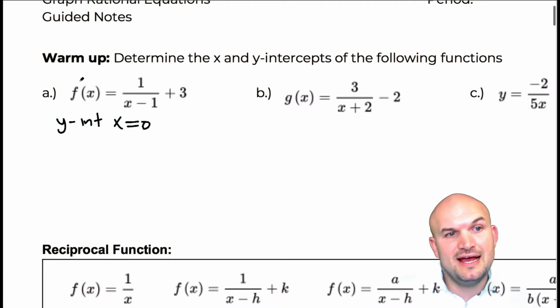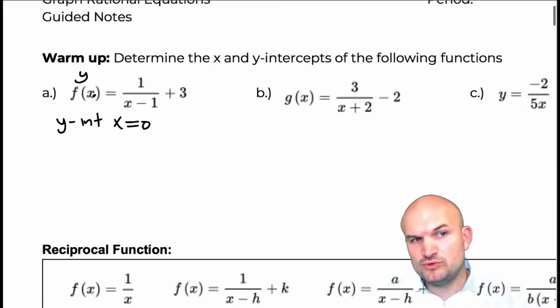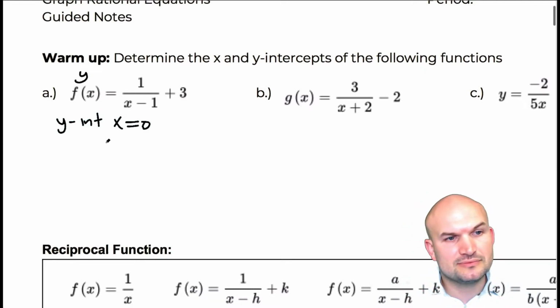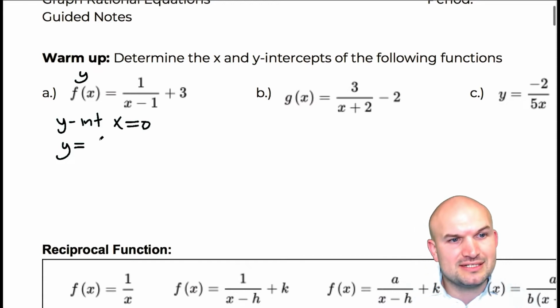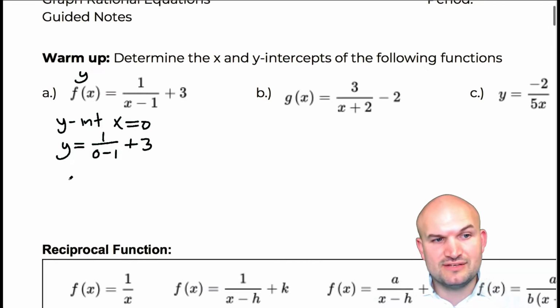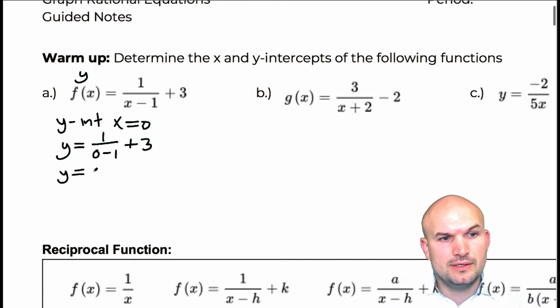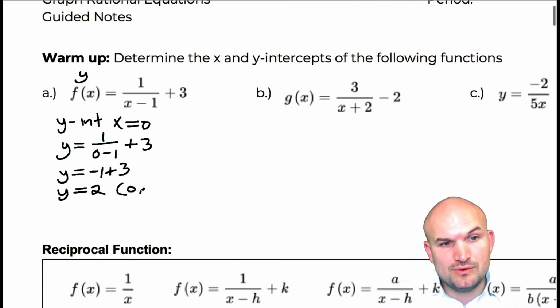Now, in this case we're using f of X to represent the output value, but remember that it is interchangeable with Y. I'm going to replace it with Y so we can understand this in terms of X and Y, and we'll talk about the Y axis. So then I have 1 over 0 minus 1, plus 3. Well, 0 minus 1 is negative 1. 1 divided by negative 1 is negative 1, plus 3, and therefore the y-intercept is at y equal to 2. You could write that as the coordinate point (0, 2).